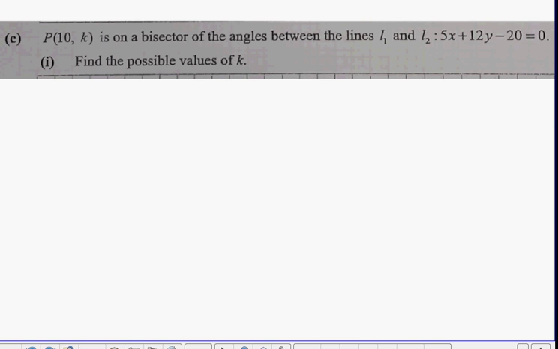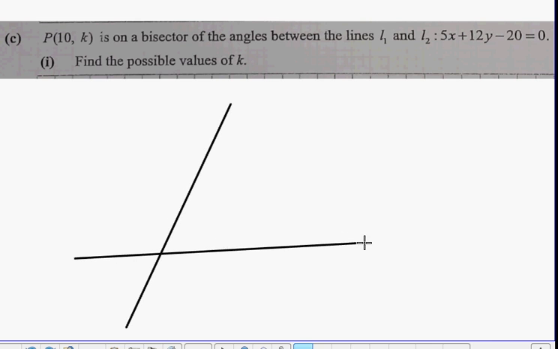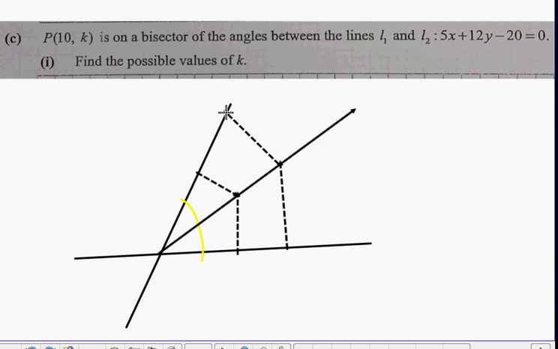Yeah. All right, guys. 10k is a bisector of the angles. What's a bisector? If I gave you a random angle like this, we're talking about this angle here. What's a bisector? Cuts it in half. So a line that cuts that in half. Now what you know about a line that cuts that in half is that its perpendicular spacing to the two lines is always going to be the same.